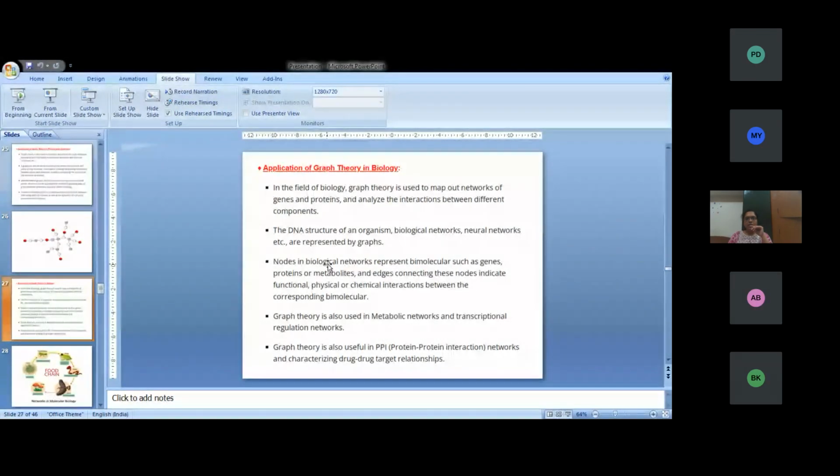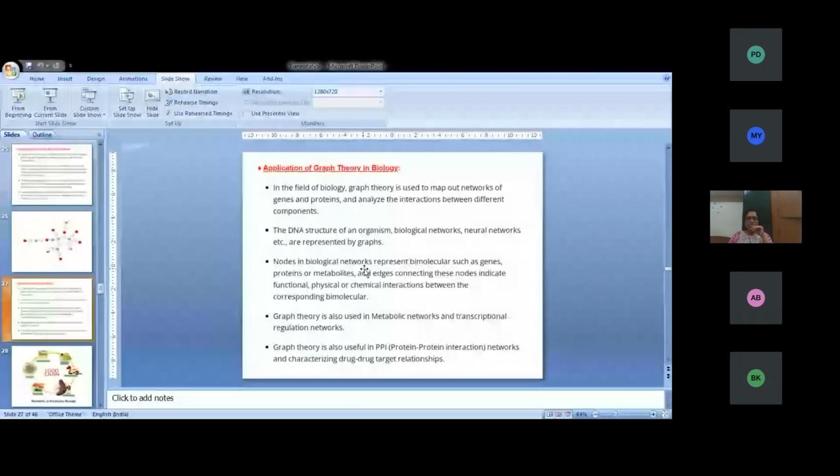So, application of graph theory in biology. Where are we using this application in biology? We'll see. In biology, a graph is used to map out networks of genes and proteins and analyze the interaction between different components. So we are using graph theory in analyzing the interaction between genes and proteins. DNA structure is also an example of a graph. It is made up of organisms, biological networks, and neural networks. So they are also representations of graphs.